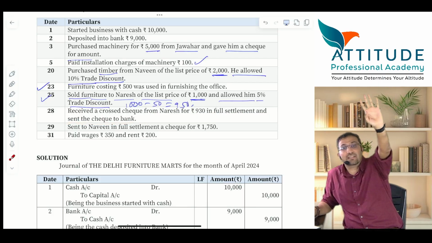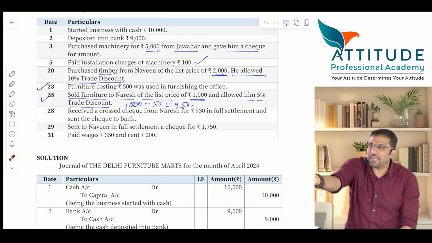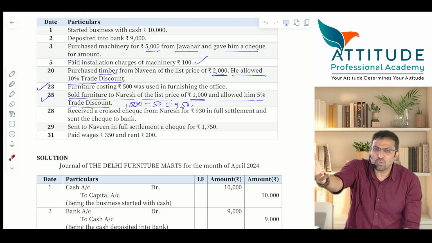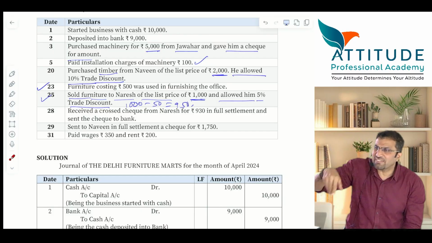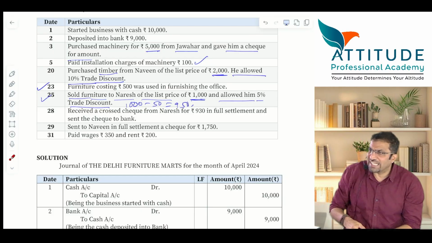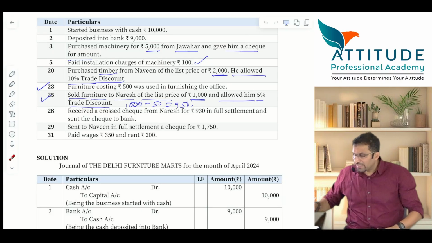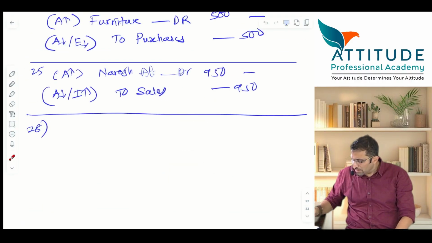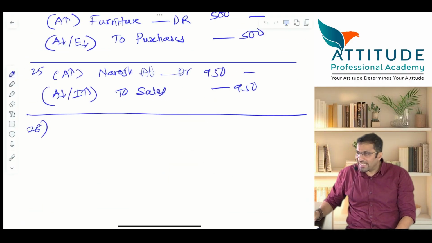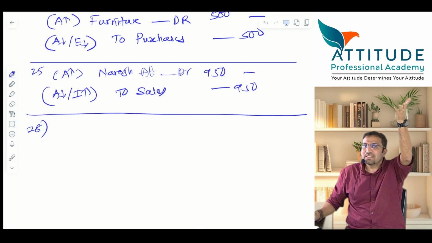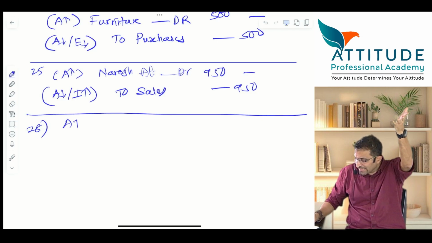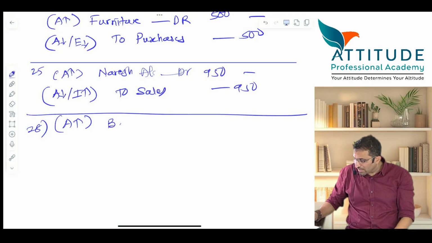The check was sent to the bank. Might be Naresh is paying within those 5 days. There may be such a condition. So you are giving him a cash discount of how much? Another 20 rupees. You have to receive 950. You have received a check of only 930. Tell me the entry. What did you get? Check. And that check is deposited into the bank. So bank balance is an asset. Asset increases. Bank account debit. How much?